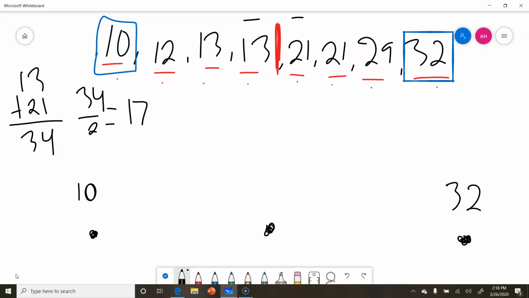So I put the dot here and I say this is 17. Okay, I hope you're tracking with me. This right here is the median. Okay, that point, which we found to be 17. Okay, I'm going to let that sit there.